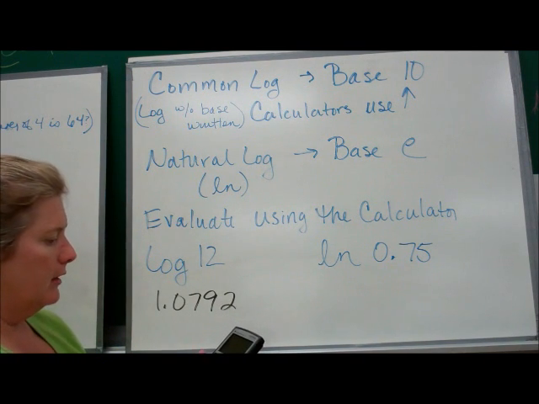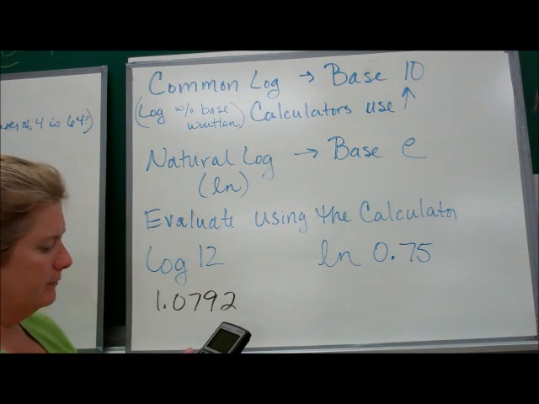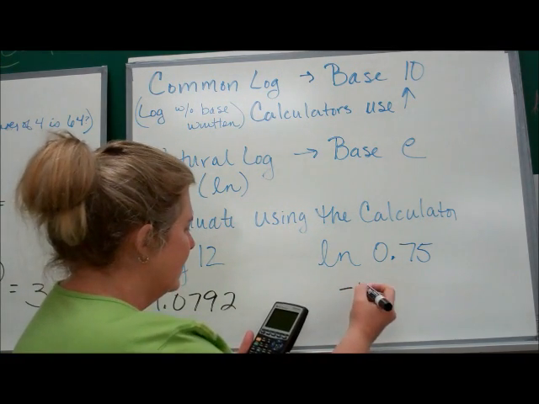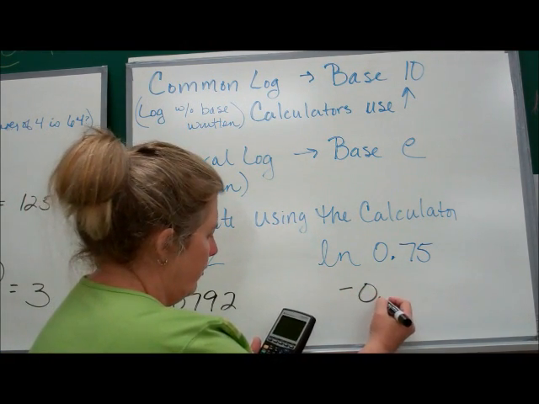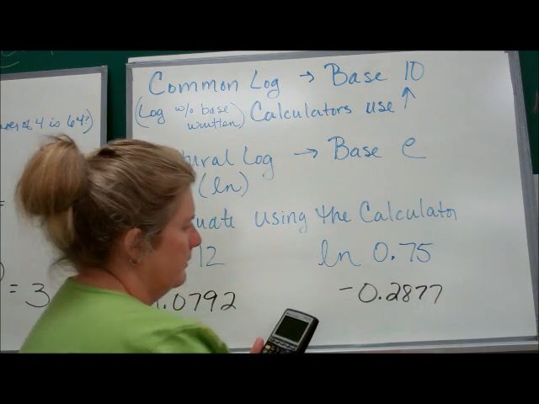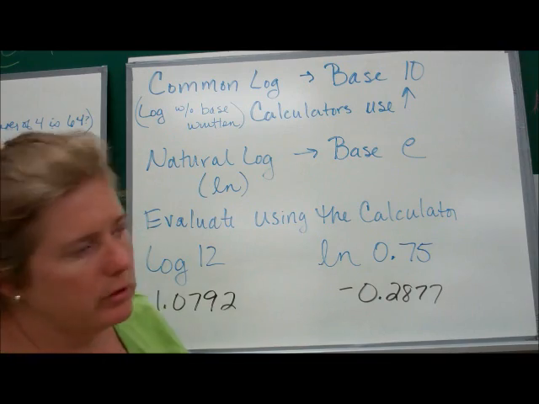Okay, find the log of 0.75, or the natural log, I should say. This is negative 0.2877. Okay, round it off, of course.